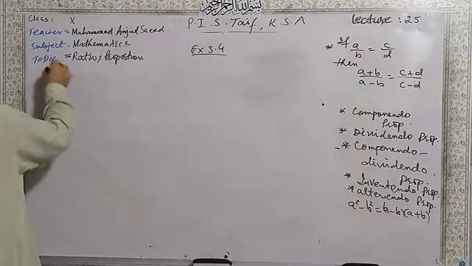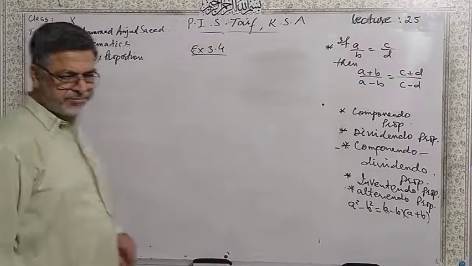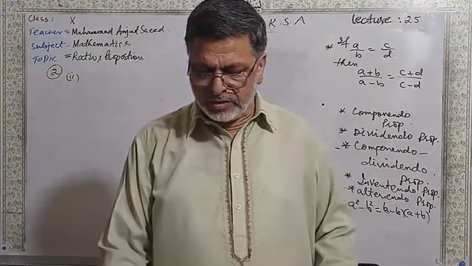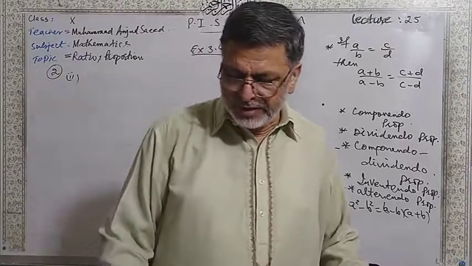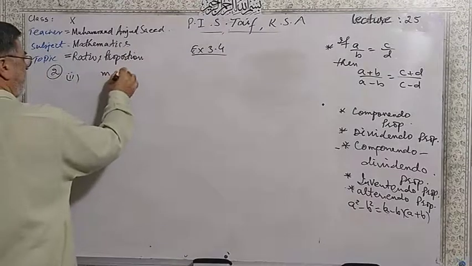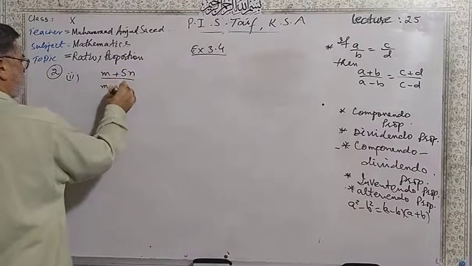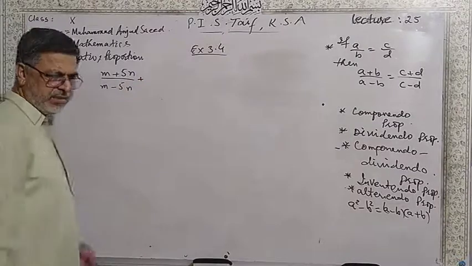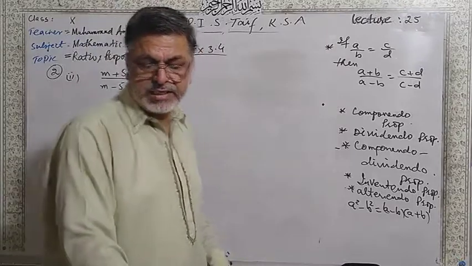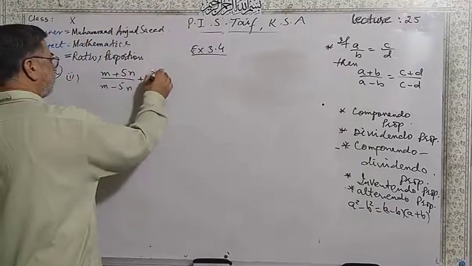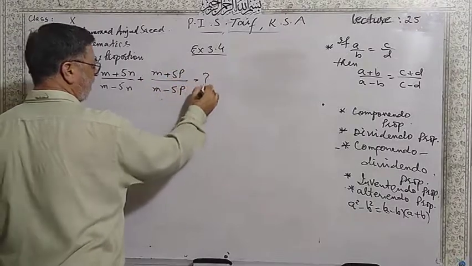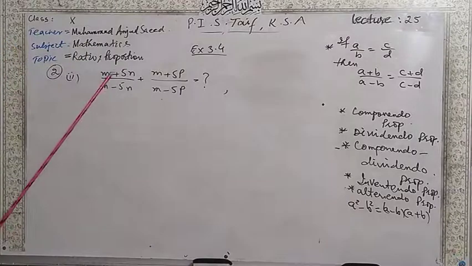Question number 2, part 2. Using the theorem of componendo and dividendo, find the value of (m plus 5n) over (m minus 5n) plus (m plus 5p) over (m minus 5p). You have to find the value of this expression.